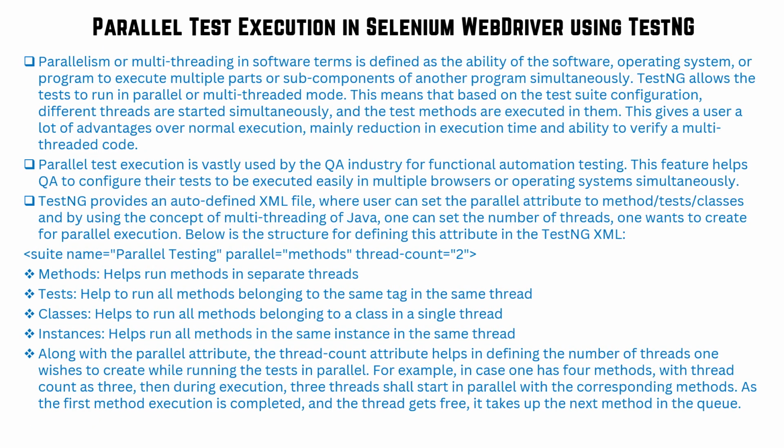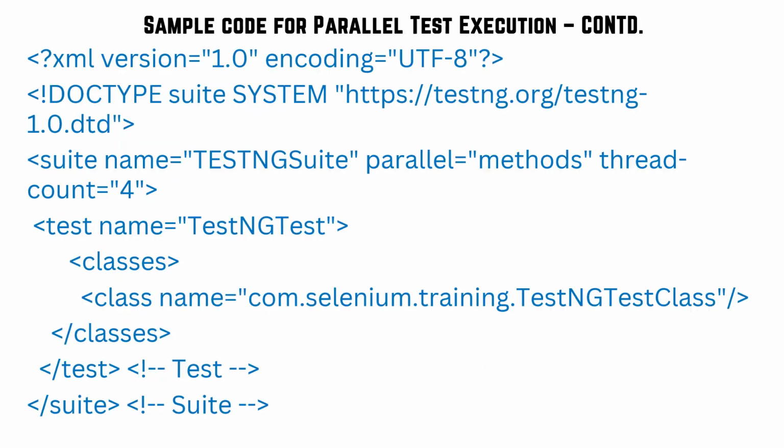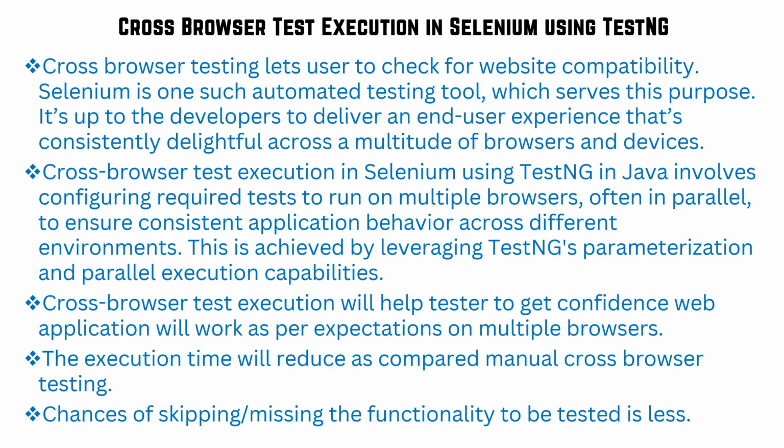Okay, parallel testing is nothing but executing a group of test cases in parallel with the help of the multi-threading concept. Parallelism is possible at the method level, test level, class level, and instance level. And cross-browser testing is the same test case repeated in a different browser or different operating system, which you can do with the help of the data provider.